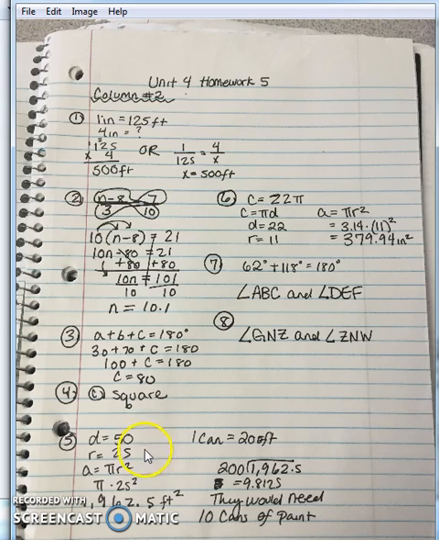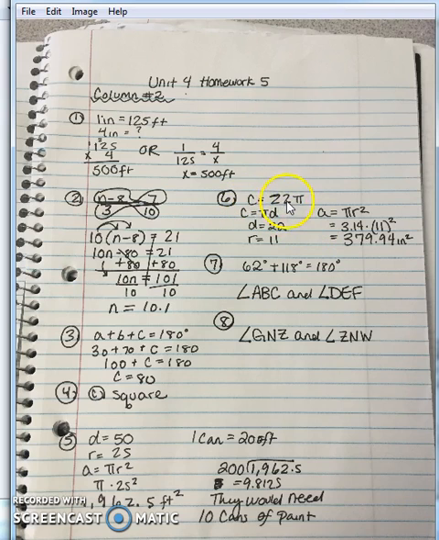Now I have enough information to plug into the area formula. A equals pi r squared. So we have pi times the radius squared. Then we multiply: 25 times 25, and then times 3.14, and the total answer would be 1,962.5 feet squared.